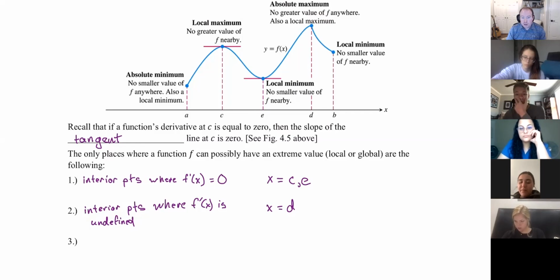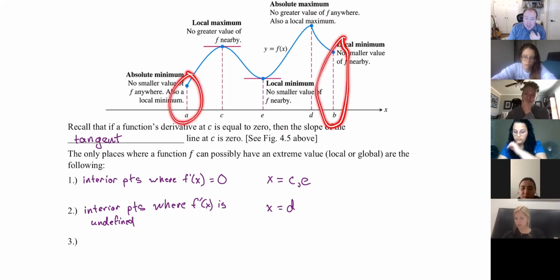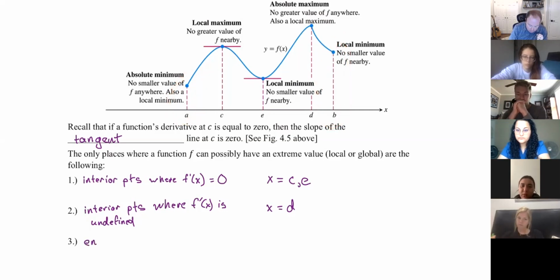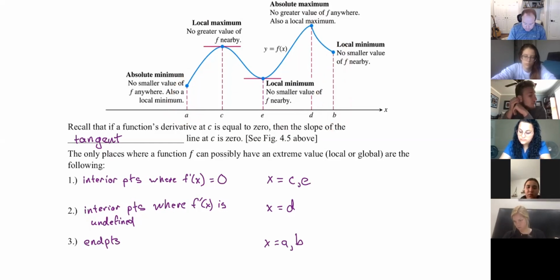And then, of course, the third scenario. Where else can you have an extreme value? Well, we haven't talked about A or B. What is that in the context of this graph? These are the endpoints. So the endpoints are, in this case, x equals A and B. So these are the three scenarios we have to look at when we're looking for extreme values.